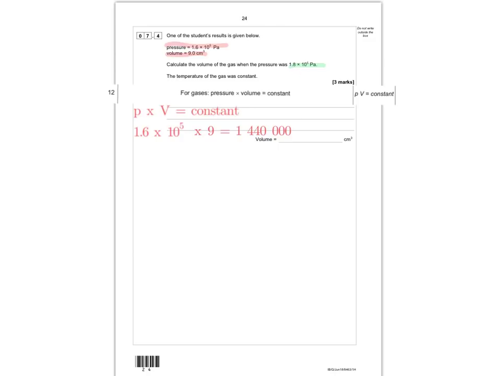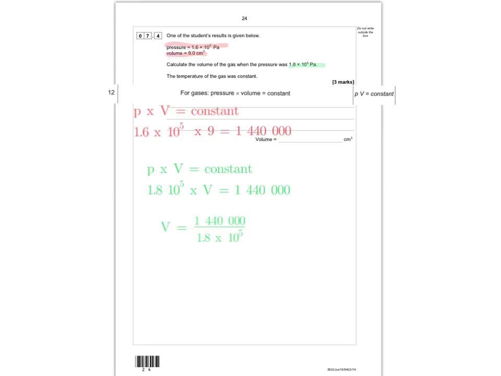What we're going to do now is use this constant, and 1.8 times 10 to the 5 multiplied by our volume will also equal this constant. So now we move down here, and you can see that P times V is a constant again. We've got 1.8 times 10 to the 5 multiplied by our new volume, which we're trying to work out, is equal to the constant we've worked out up here, which is 1,440,000.